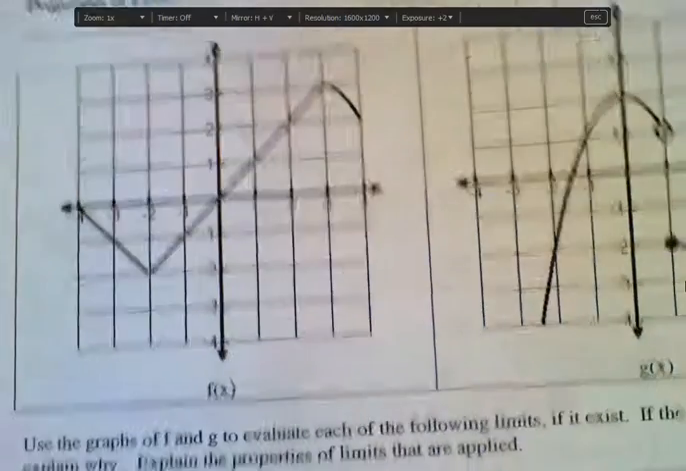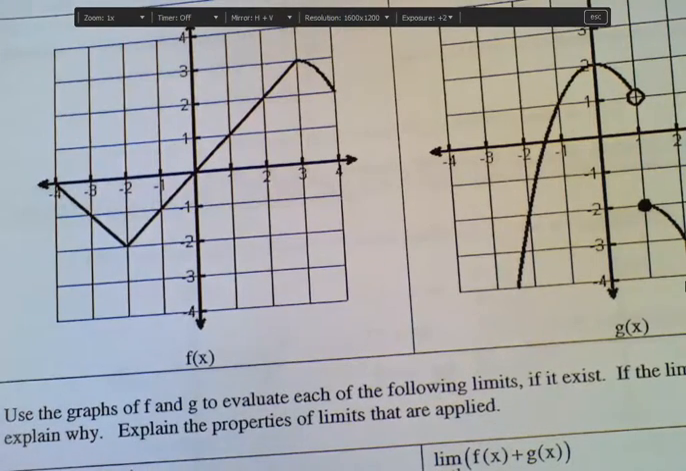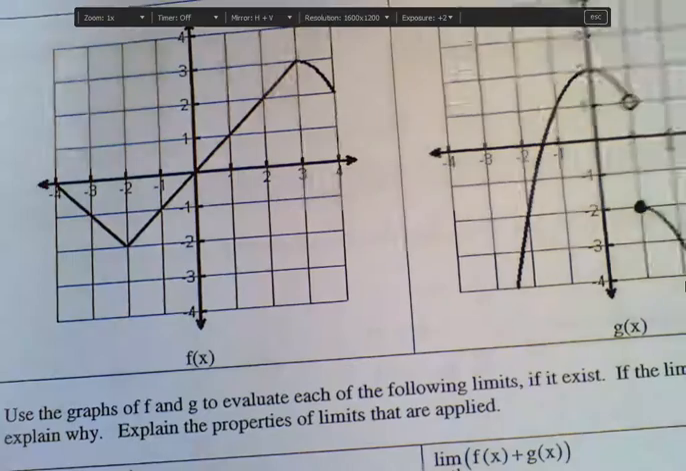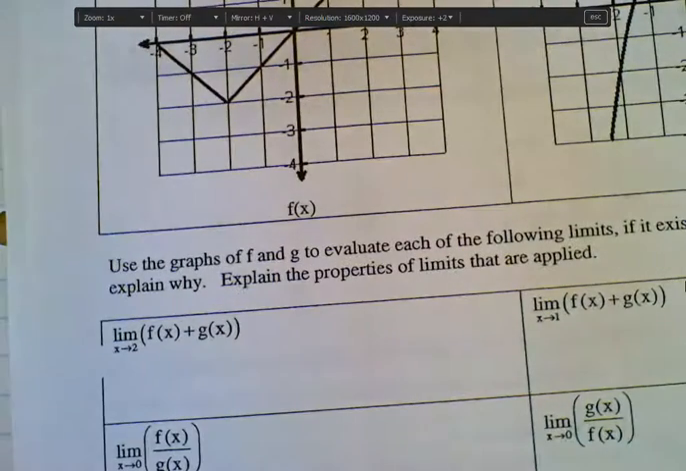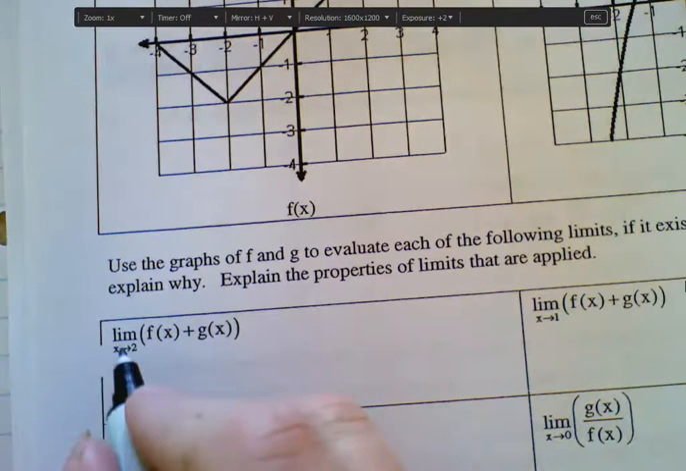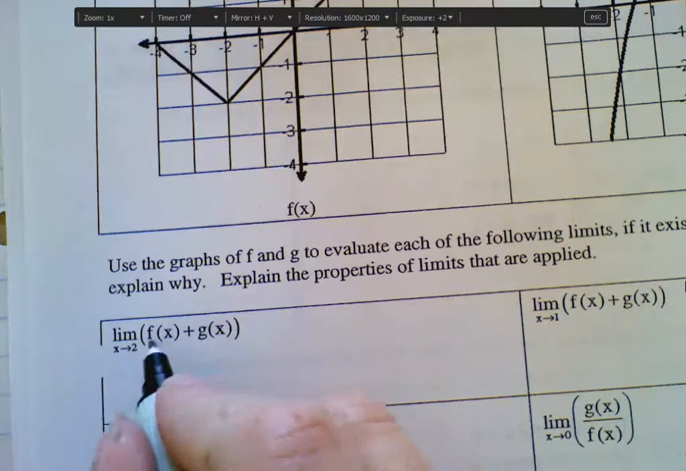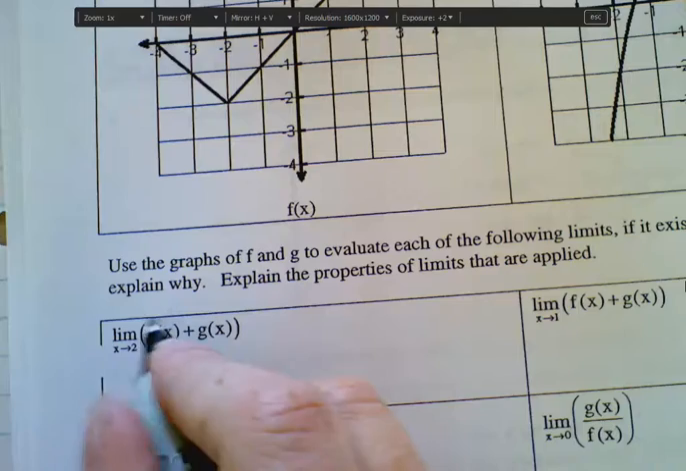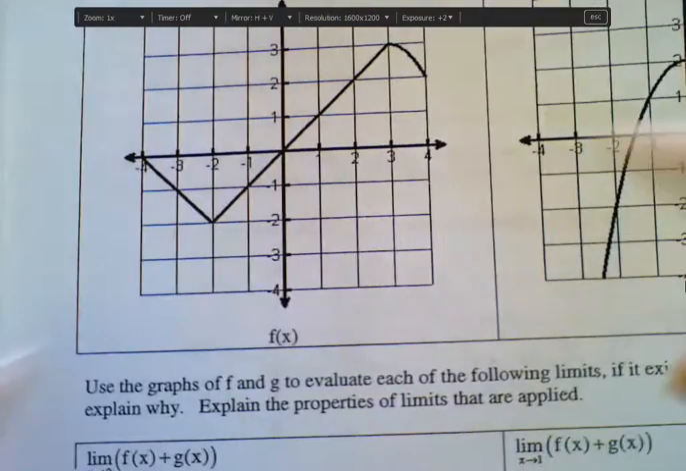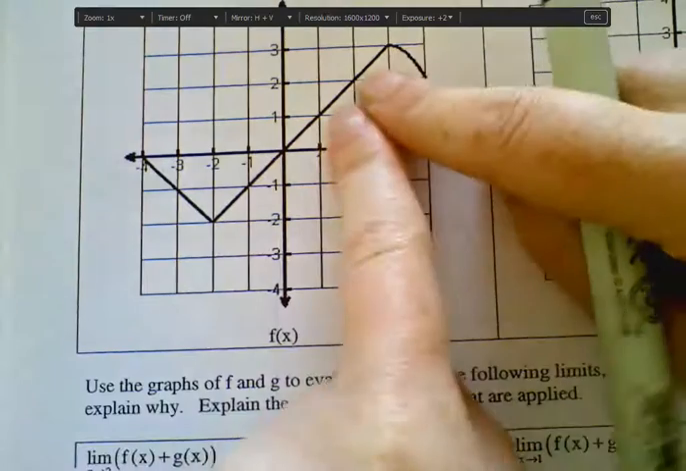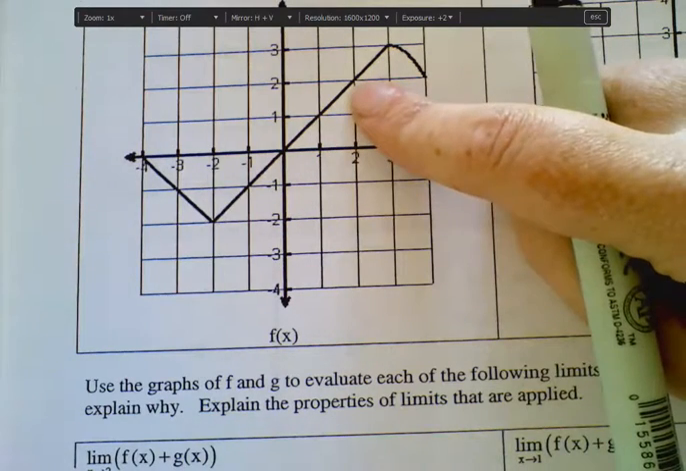It says, use the graphs of f and g to evaluate each of the following limits if they exist. If the limit does not exist, explain why, and then explain the properties of the limits that are applied. All right, so this first one here, guys, the limit as x approaches 2 of f of x plus g of x, all you're going to do is look back up at the graph for f of x. As we approach 2, what does my limit seem to be for f of x? 2, right?